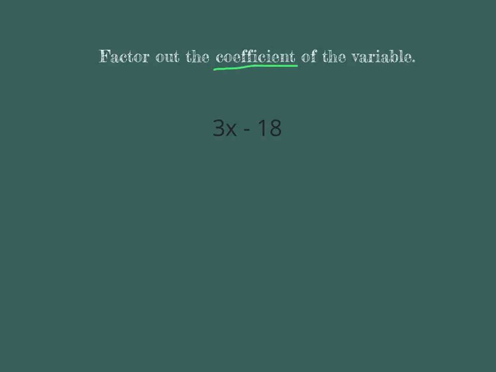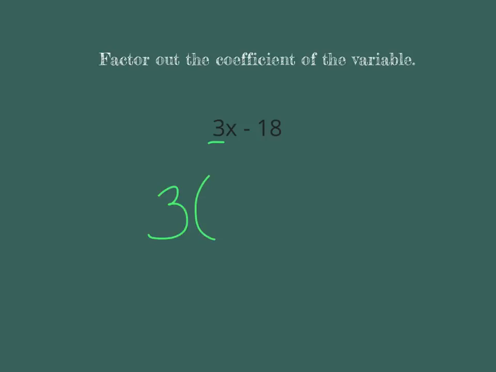Remember that the coefficient is the number attached to the variable, and the variable is the letter in the expression. So what we're going to do is factor out this 3. When we factor out the 3 of this expression, we're going to take it and bring it to the outside of our parentheses. Remember, the distributive property is multiplication. So when you factor it out, you're doing the opposite, which is division.